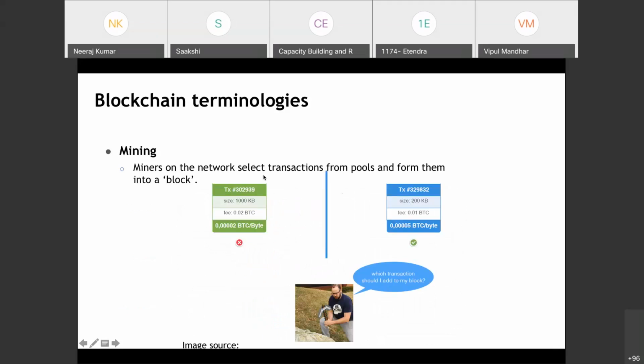Miners on the network select the transactions from the pools and form them into a block. So the question here is, which transaction should I add to my block? This is a very general question, in the sense that all transactions cannot become a part of the block. Only a few transactions will become a part of the blockchain network.